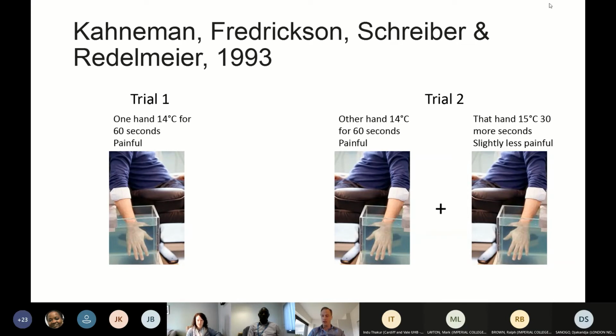So keep in mind, trial 2 has all the pain of trial 1, right? They did the first 60 seconds at 14 degrees, plus they did the extra 30 seconds. So they had 30 more seconds of pain. It's just not quite as bad a pain. But because it ended better, participants remembered it as being more pleasant, or at least less unpleasant. So that's a laboratory example.